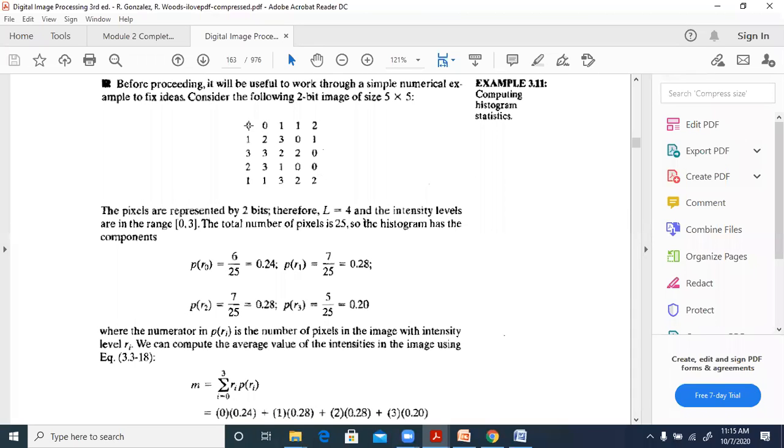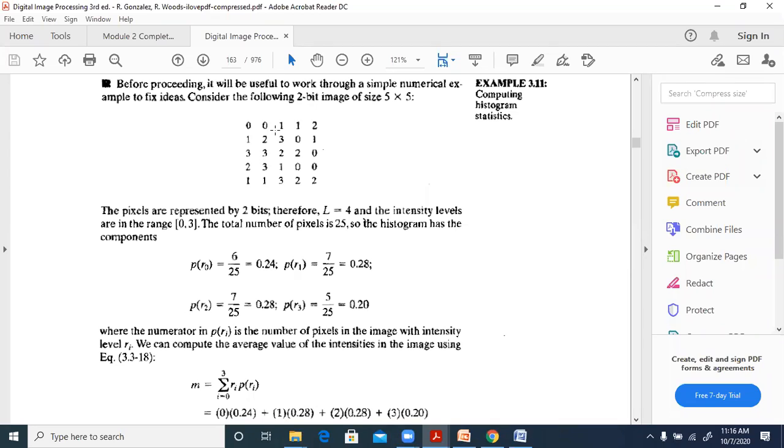So you see 0 is occurring 1, 2, 3, 4, 5, 6 times. Therefore, p(r_0) will be equal to 6 by 25. Totally 25 pixels are there, out of which 6 are zeros. Therefore, p(r_0) will be equal to 6 by 25, that is 0.24.